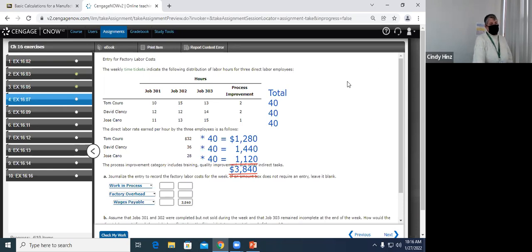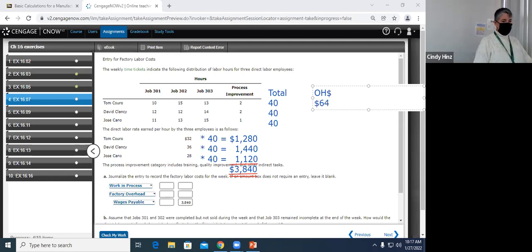So again, I try to do things the easy way when I can. So I'm just going to calculate the factory overhead piece because that's the easiest one to calculate. So looking at the factory overhead dollars, I'm going to call it. Tom worked a total of 2 hours at $32 an hour on what we're calling overhead. David also worked 2 hours at $36 an hour for $72 total. And Jose worked just 1 hour and his pay rate is $28 per hour.